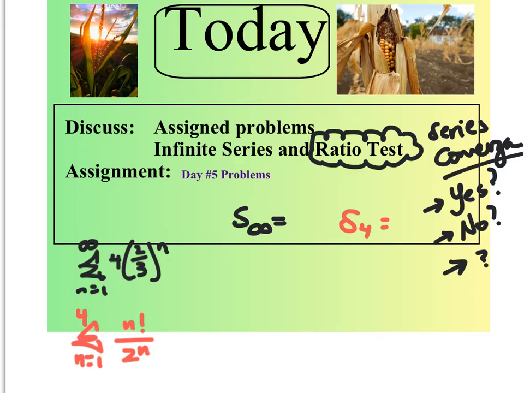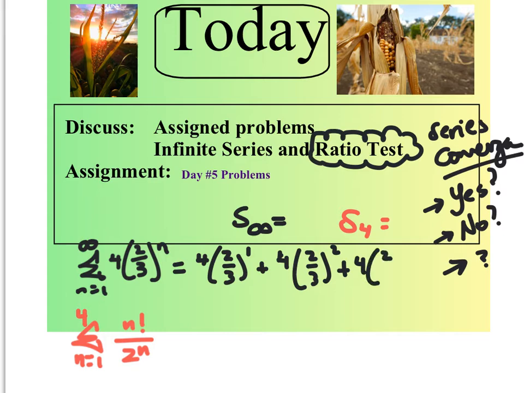So just to lay a couple of these out, this is how we would start the first, let's say, 3 or 4 terms of each of these. This would be 4 times 2/3 to the first, plus 4 times 2/3 to the second, plus 4 times 2/3 to the third, on forever.